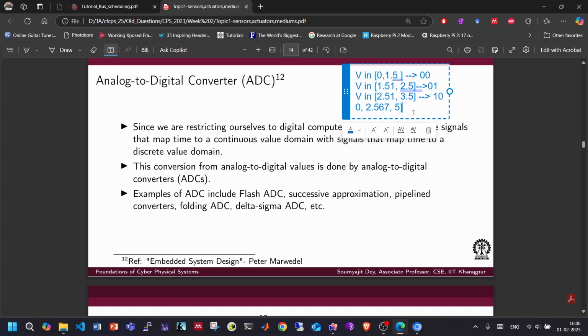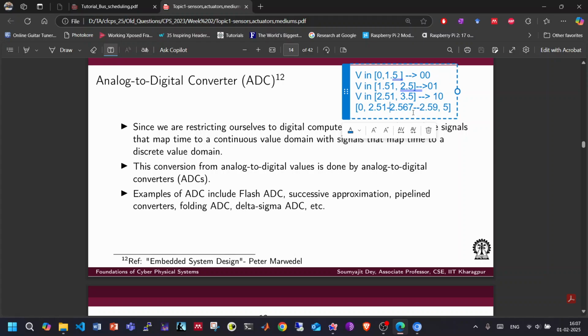So within this, if you try to measure this, you need not measure it very precisely, but if it is between 2.51 to 2.59 maybe, I have to do something.